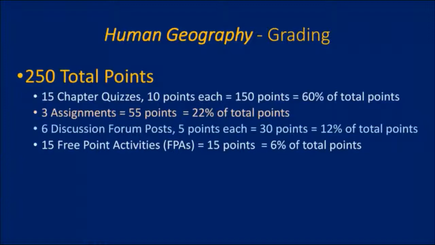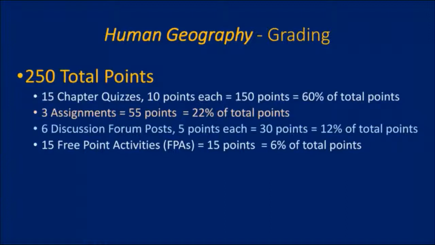But of course, if your grade relied completely on multiple choice questions, that probably wouldn't be too cool. So I add other types of assessments. There are 3 different assignments totaling 55 points. Those are all worth different point totals, but together they are worth 55 points, which is 22% of the 250 total. Then we have 6 discussion forum posts, each worth 5 points, so 6 times 5 equals 30 points, and that's 12% of the total points.